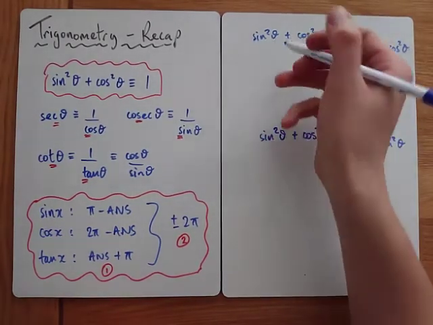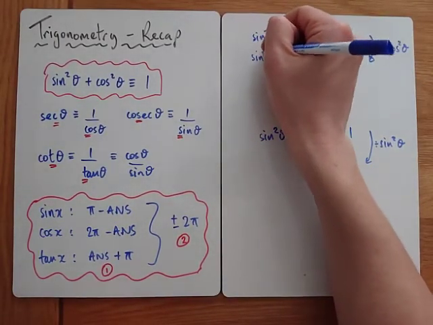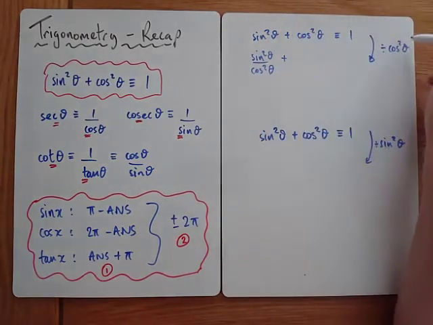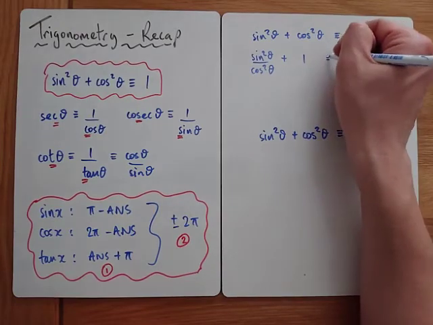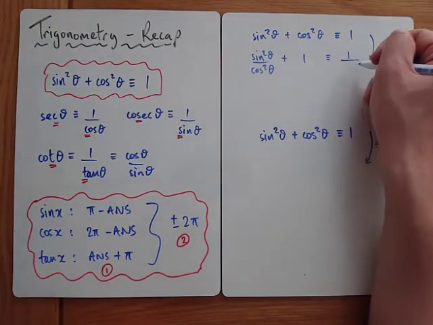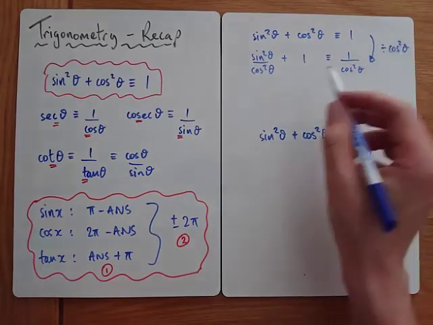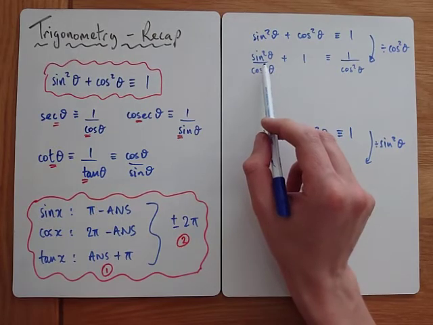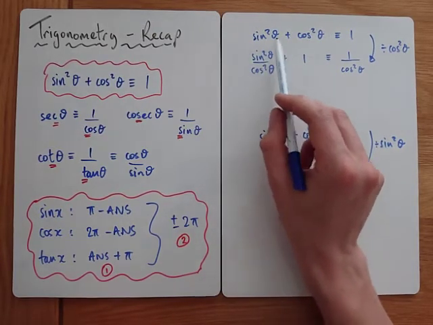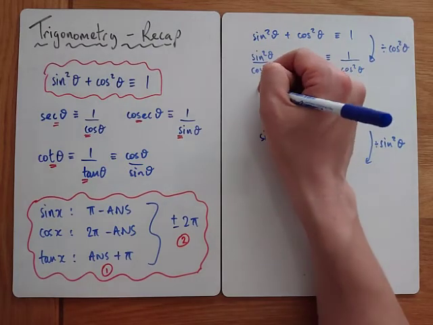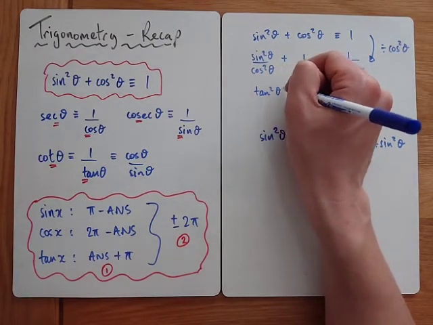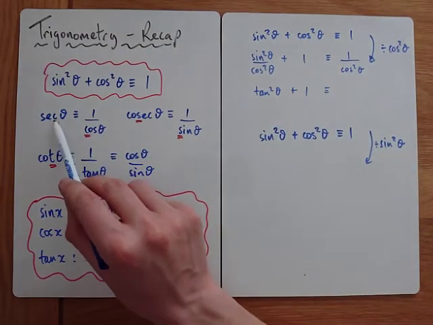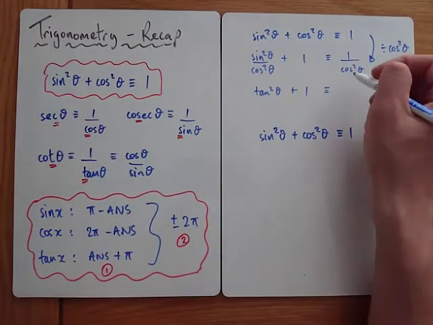Okay, so if we divide everything by cos squared, we've got sine squared over cos squared. Cos squared divided by cos squared is just 1. And 1 divided by cos squared. Okay, so what's sine squared divided by cos squared? Well, we know sine over cos is tan. So that would be sine over cos all squared. So we could write that as tan squared. One over cos is sec, so 1 over cos squared is sec squared.